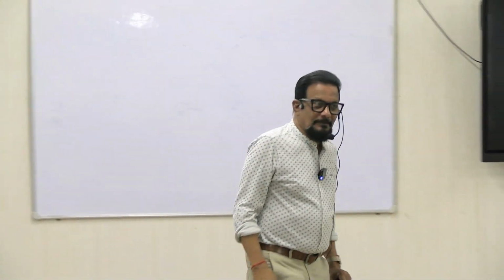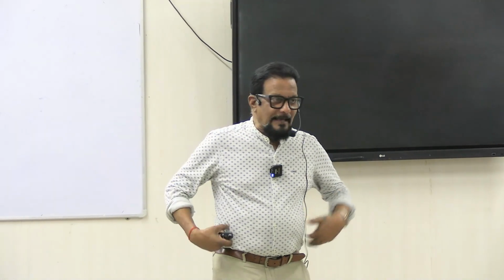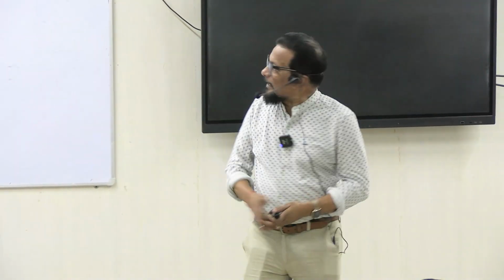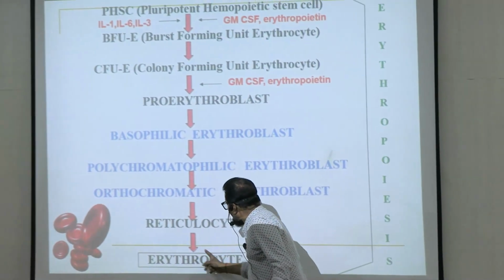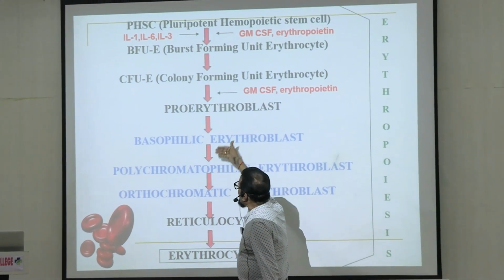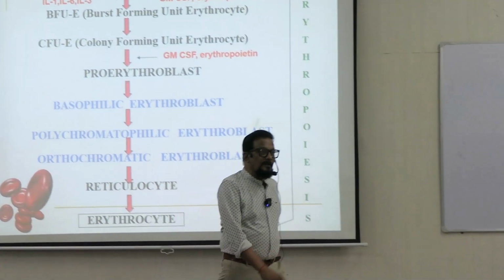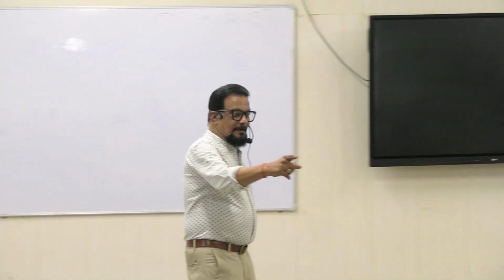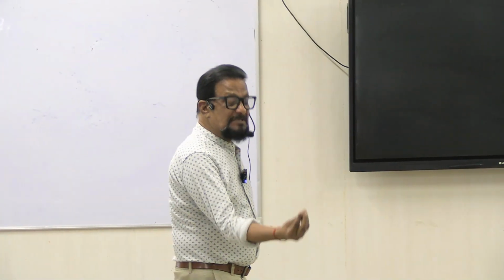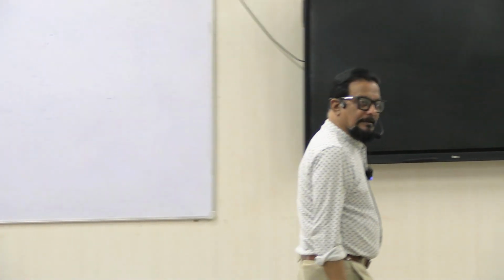If your body cannot produce sufficient hormone, do you think there will be proper erythropoiesis? No. If your body doesn't produce a sufficient amount of erythropoietin, abbreviated EP, then what will happen? EP helps here, and it also acts at the basophilic and polychromatic stages. If you don't have erythropoietin, there will be less production of RBC. Very important thing.